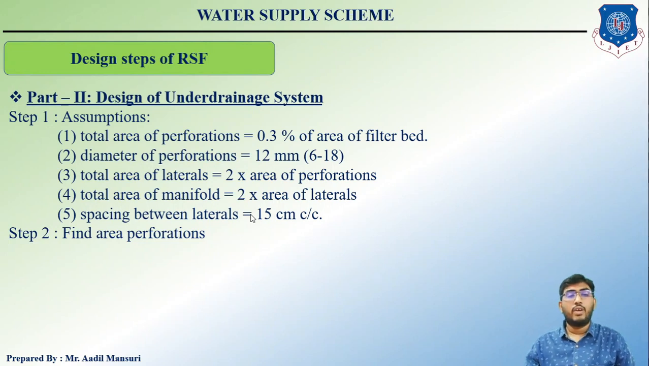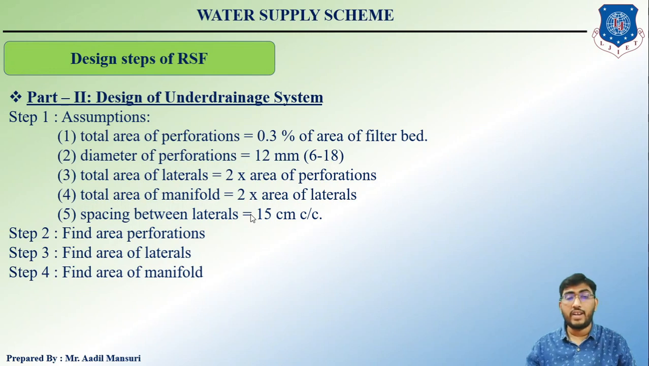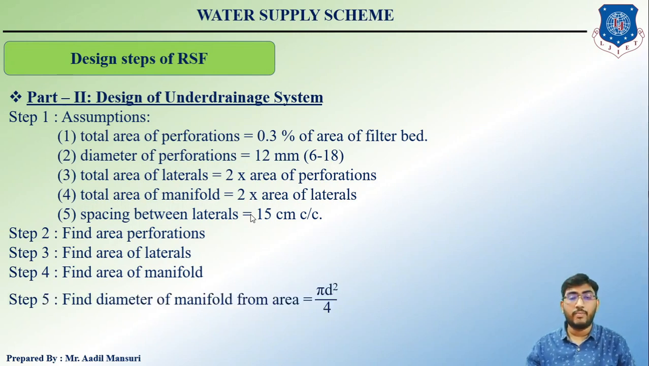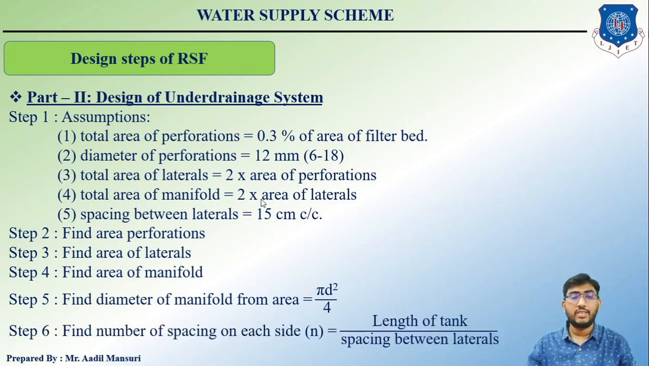Then we have to find out the area of perforations, then find out the area of laterals, then again find out the area of manifold, right? Then find out the diameter of manifold from the area, right? That is pi by 4 d square by 4. And then number of spacing on each side, how much spacing is required. So that will be of length of tank divided by spacing between the laterals, right?